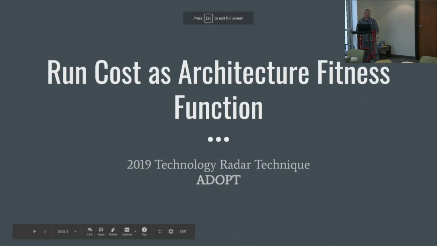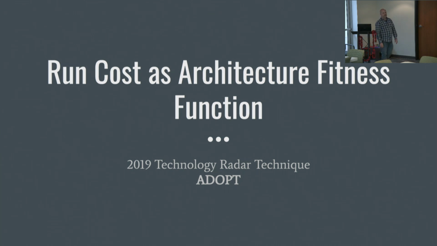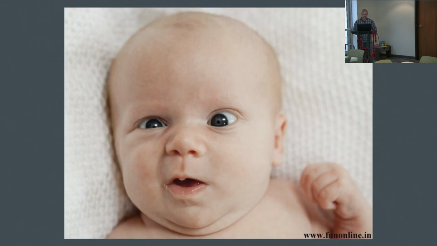Okay, so I'm doing run cost as architecture fitness function, and this was in the adopt category, and it's a technique. So at best, I'll answer what this is, and not necessarily how to implement it. So run cost as architecture fitness function sounds like a bunch of words that they threw together to kind of describe a thing. So it helps if we break this down a little bit.